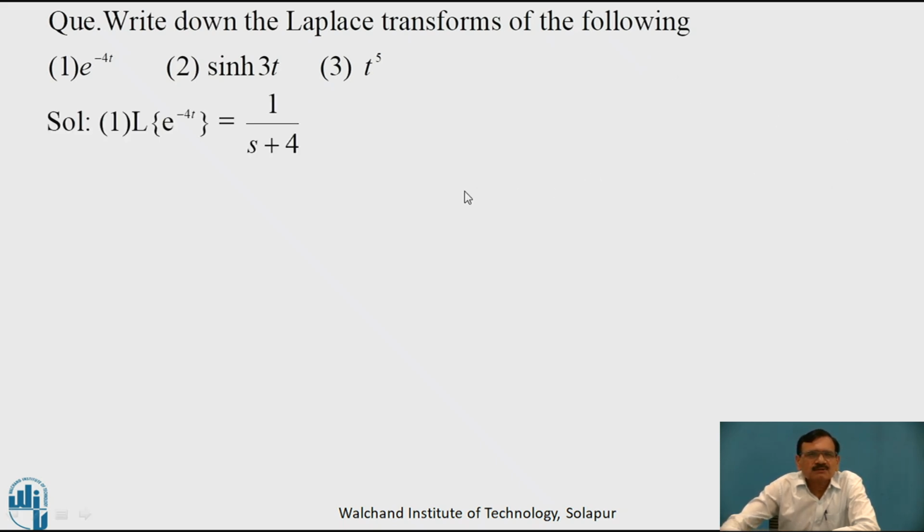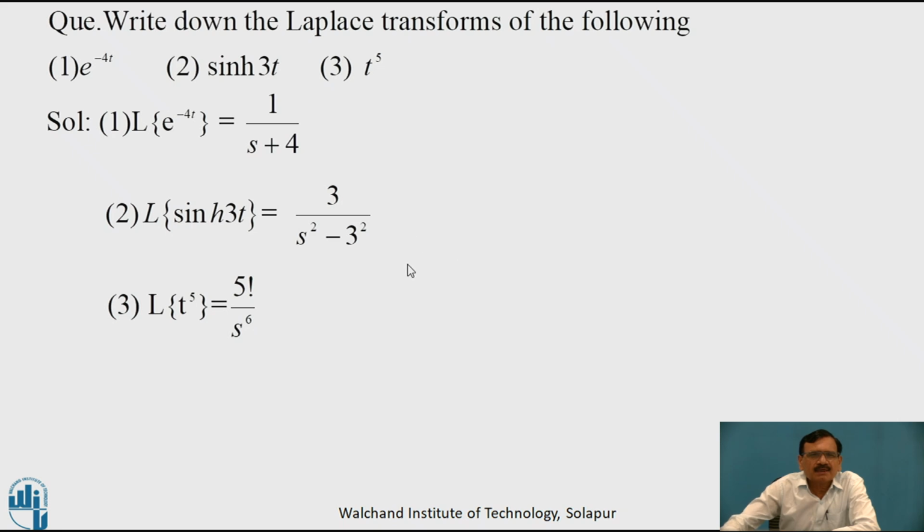As you know, the Laplace transform of e raised to minus 4t, we can write as 1 upon s plus 4, because we have seen the Laplace transform of e raised to minus at is 1 upon s plus a. Then the Laplace transform of sinh 3t is 3 upon s square minus 3 square, by using the Laplace transform of sinh at, and here a is 3. And the Laplace transform of t raised to 5 is 5 factorial upon s raised to 6, by using the Laplace transform of t raised to n, where n is a positive integer.